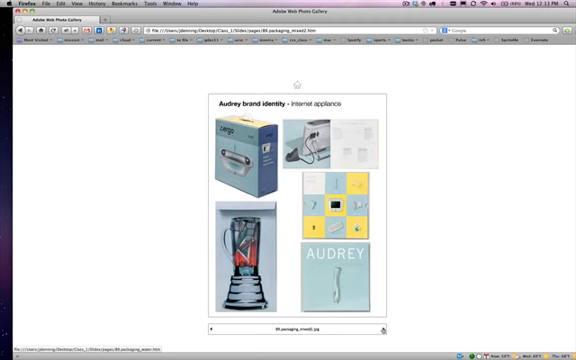So another example, this is an internet appliance, and they chose to use this really retro 1950s look in their design style guide, and they use these graphics such as the blender, and it really was quite playful. It was much more for a young professional audience, and they used these kind of soft blues but also these complementary yellows to make it pop out.